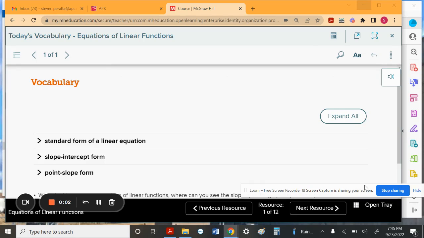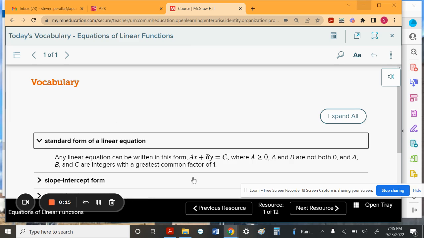In section 3 of module 2, we're going to start looking at equations of linear functions. And we've got some important vocabulary to understand. So there's this thing called standard form. And what's important about standard form is that you can see that ax plus by equals c.